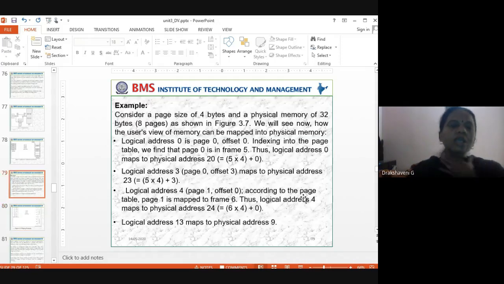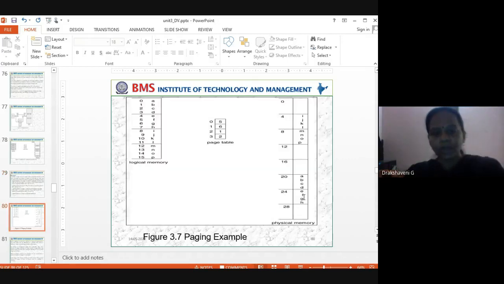Here, consider a page size of 4 bytes and physical memory of 32 bytes. That is 8 pages, as shown in figure 3.7. We will now see how the user view of memory can be mapped to physical memory. The logical address is 0. The size of each page is 4 bytes. In the page table, page 0 maps to 5. What is this 5? 5 is the frame number.